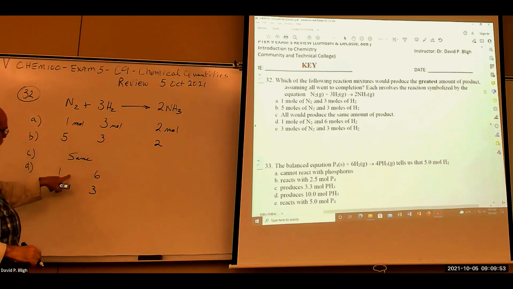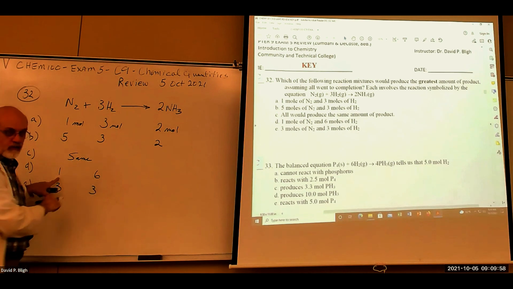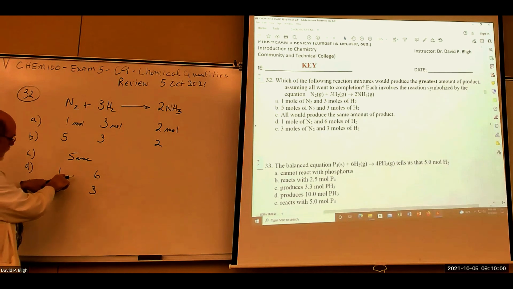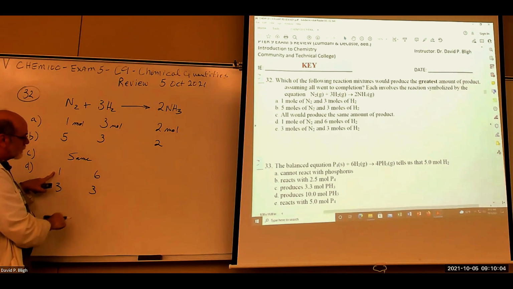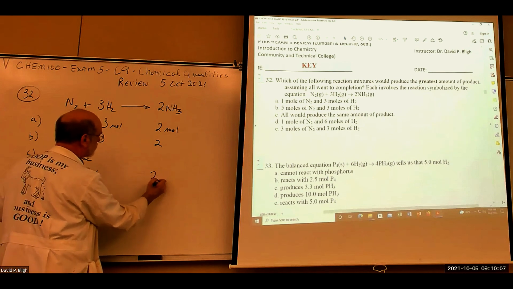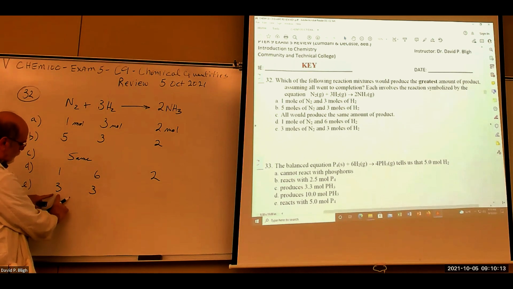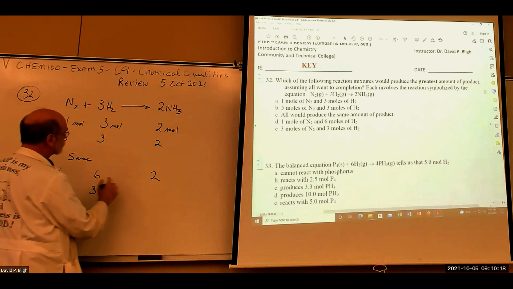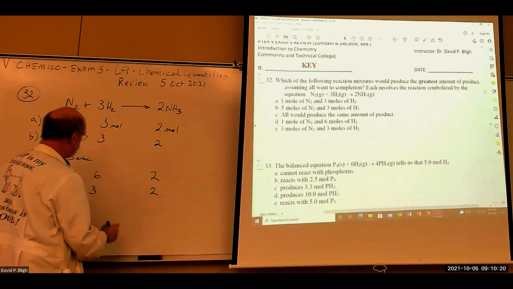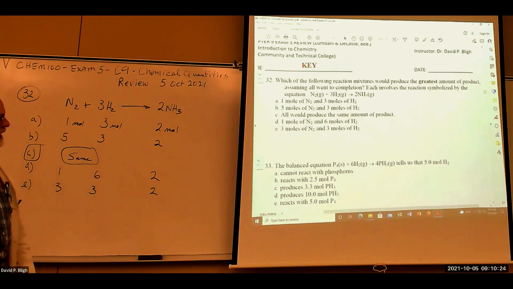How about this one? You've got 1 of these and 6 of these. Which one runs out? Well, after 1 is used up, you've only used 3 of these. So that means nitrogen runs out and produces 2 moles of ammonia. Here's 3 to 3. You got 3 of these and 3 of those, but you only need 1 of these. So this one would also produce 2. So there's your answer. They're all the same.